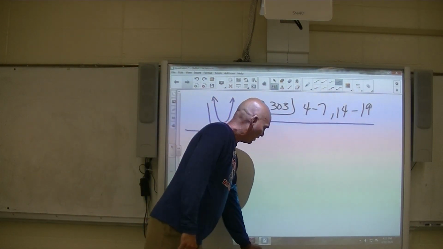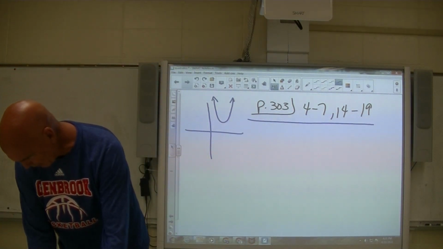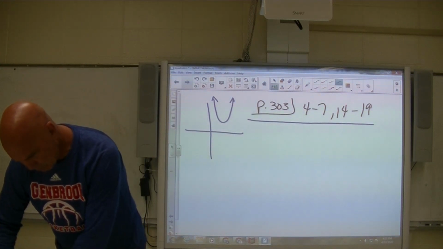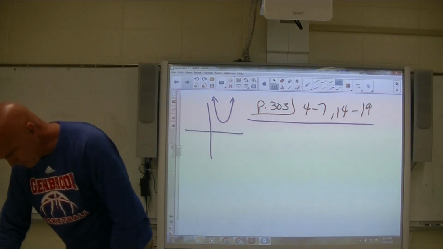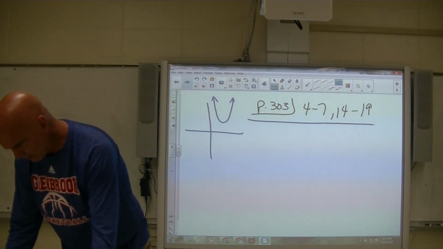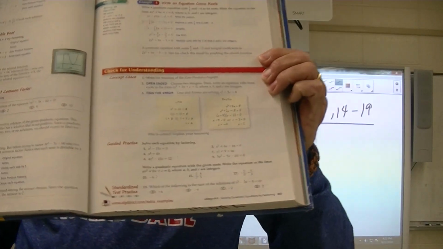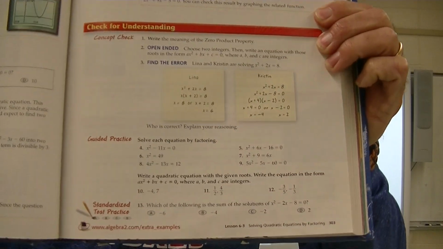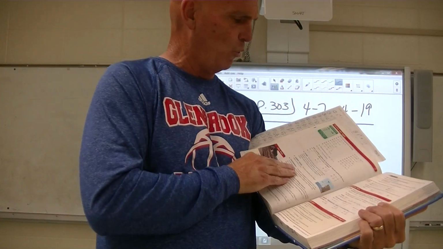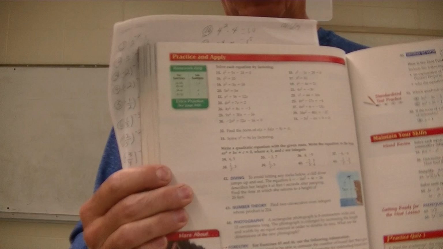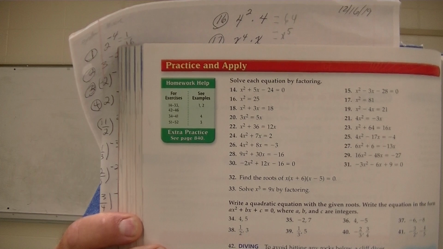All right, so 4 through 7, 14 through 19, let me get you a picture of those, and you'll be set. Let's see what page I'm on. Don't tell me, 303. 303 is right there. All right, so there's the bottom of page 303. Can't see that. All right, like that maybe, yep. 304. I need to get all those focused in. Maybe so, huh? Surely you can read that.